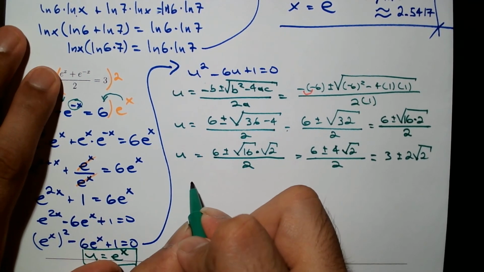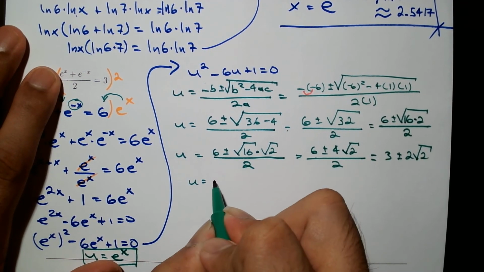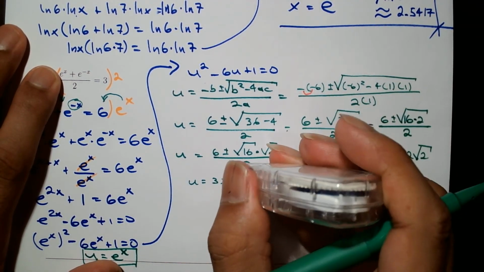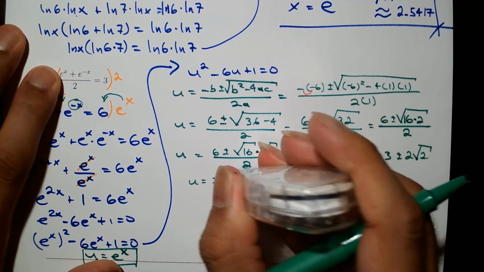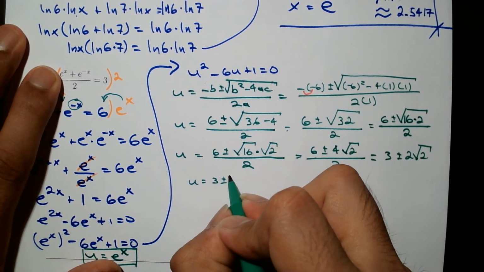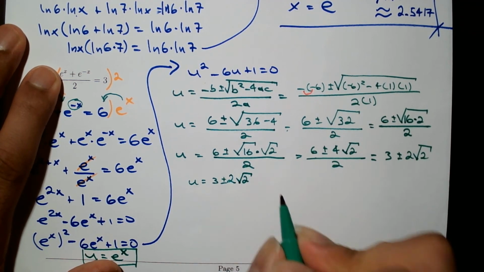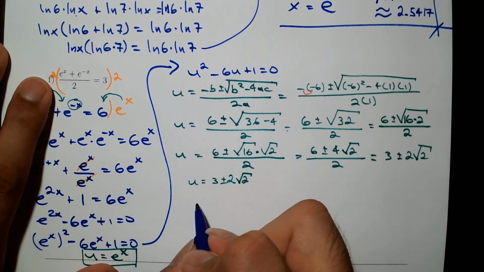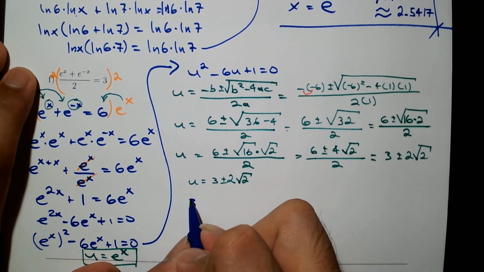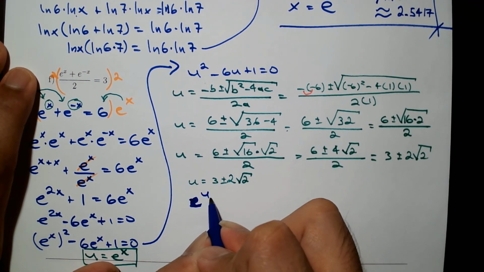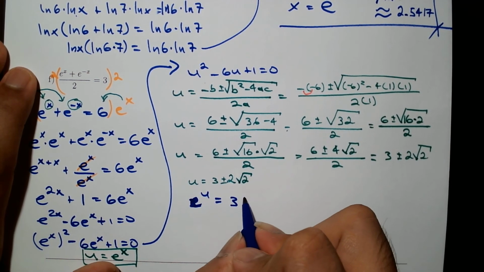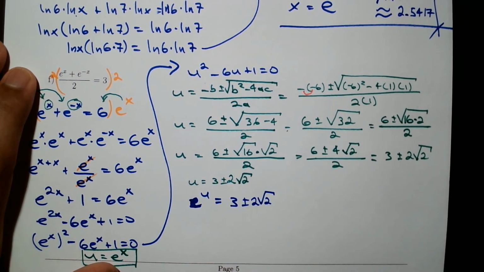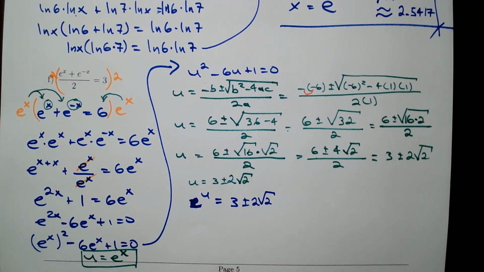So what are we going to have? u equals 3 plus or minus 2 root of 2. Oops. So at this point, what we're going to do is back substitute. Not u, actually, e to the x equals 3 plus or minus 2 root of 2. So we need to take ln of both sides.